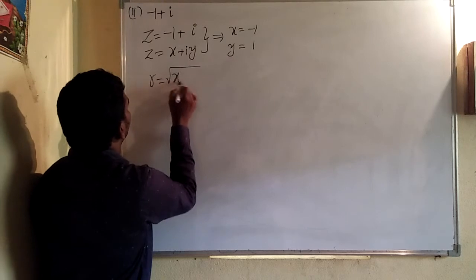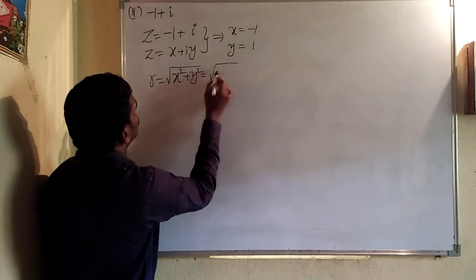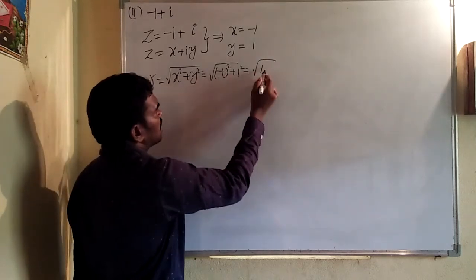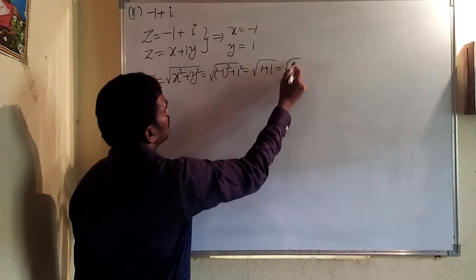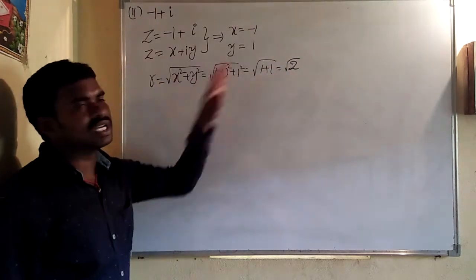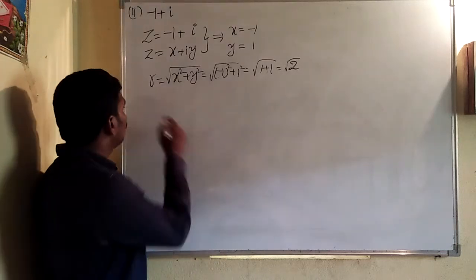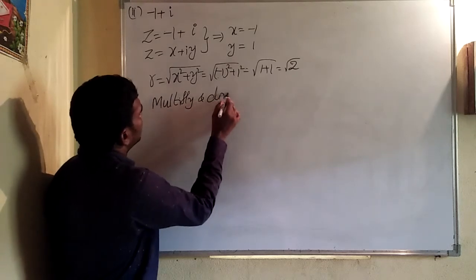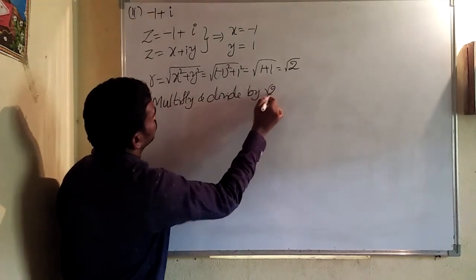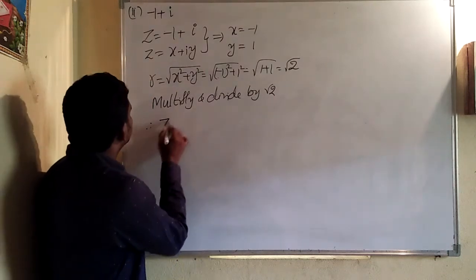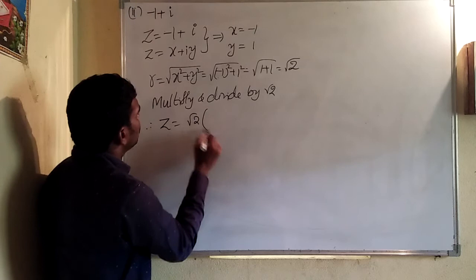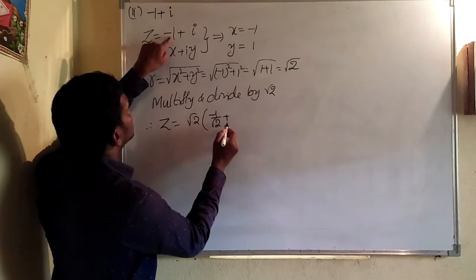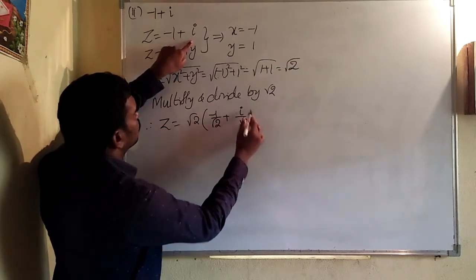What is the r value? Root of x square plus y square, so root of minus 1 square plus 1 square. Minus 1 whole square is 1, plus 1 square is 1. So total 1 plus 1, 2. So root 2 is the r value. After getting the r value, what is next? Multiply and divide with root 2. So z equals root 2 into (minus 1 by root 2 plus i by root 2).